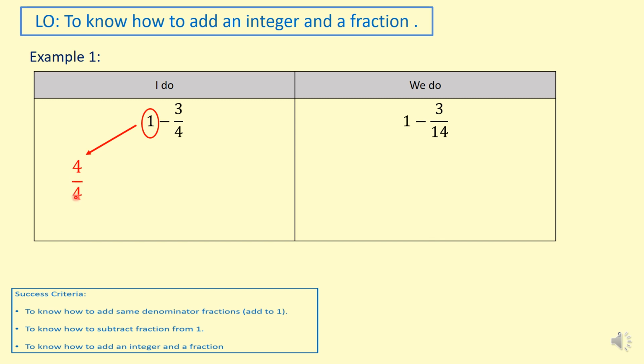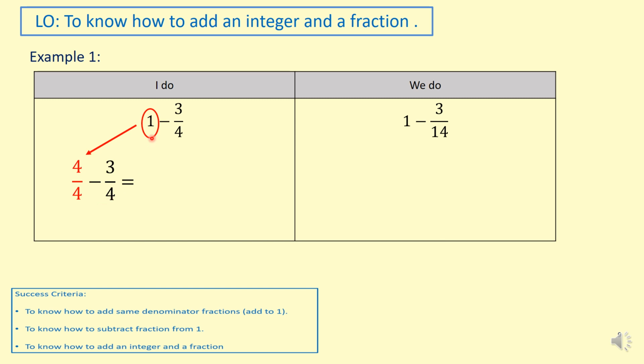And the reason I picked 4 over 4 and nothing else, as I said, is because you can have lots of different fractions equal to 1 as long as the top and bottom are the same. But the reason for picking 4 over 4 is because of the denominator of the second fraction. If I do 4 over 4 instead of 1 and rewrite the question, take away 3 over 4, then I end up with the same denominator, isn't it? So then I can do my calculation much easier.